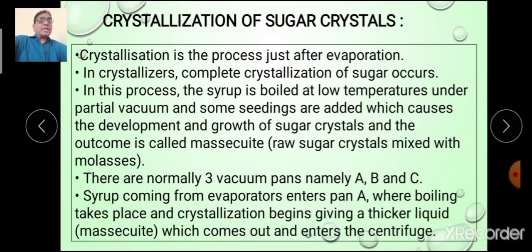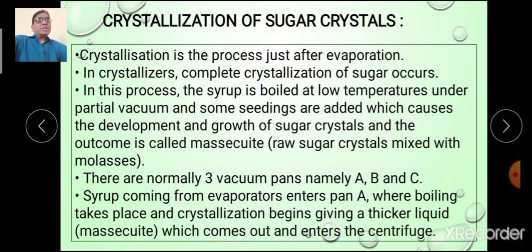There are a number of methods used for crystallization. The first method is seeding of grains to achieve nucleation, and then the crystal size may grow. The second method is a waiting method, that is, wait for time and you will get the crystals of sugar. There is also a shocking treatment, that is, cold syrup is added to the hot syrup, which causes cooling, giving the crystals of sugar. Therefore, different methods are used for crystallization.